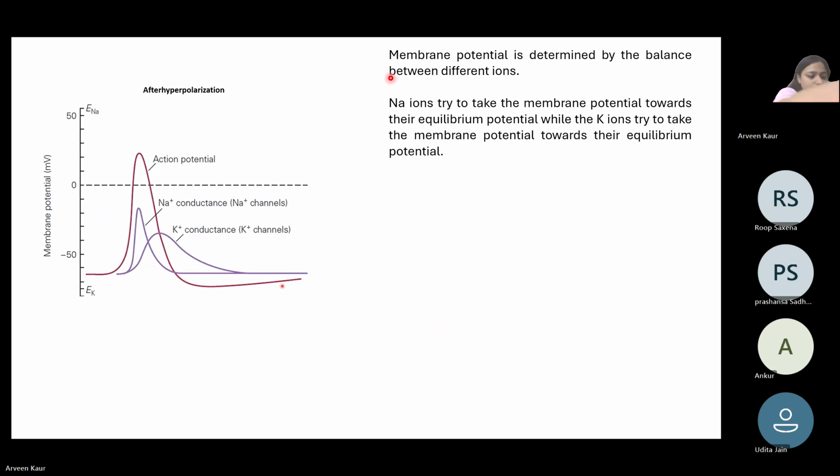If the membrane potential is determined by the balance between different ions, then the sodium ions are trying to take the membrane potential towards their equilibrium potential, while potassium ions are trying to take it towards theirs. For the squid giant axon, the equilibrium potential for sodium is near plus 55 and for potassium it is near minus 75. These are the directions they are trying to take it in.